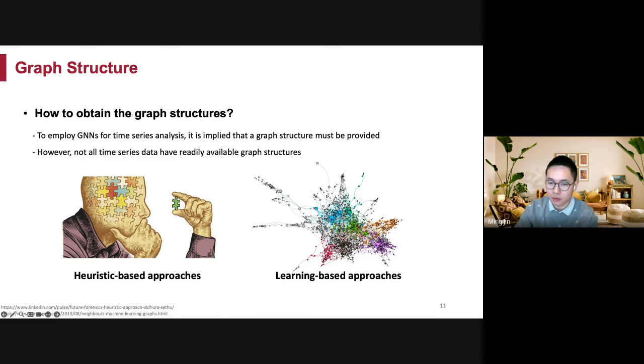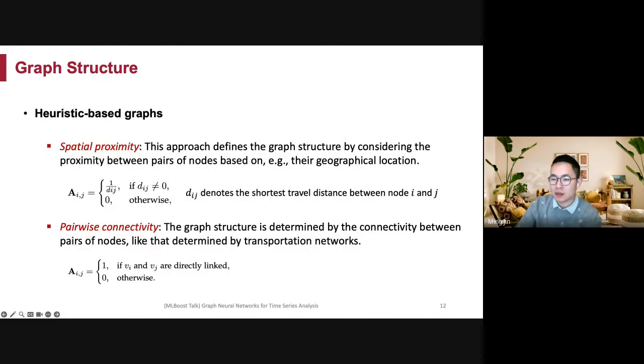So there are two types of ways we can do it. For the heuristic-based graphs, there were four typical formulations. The first one is called spatial proximity, where we define the graph structure by considering the proximity between pairs of nodes based on, for example, their geographical locations, such as the shortest travel distance between two nodes. So this formulation is about how we normally define it.